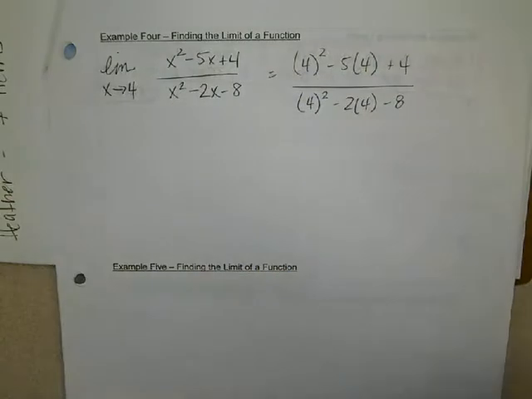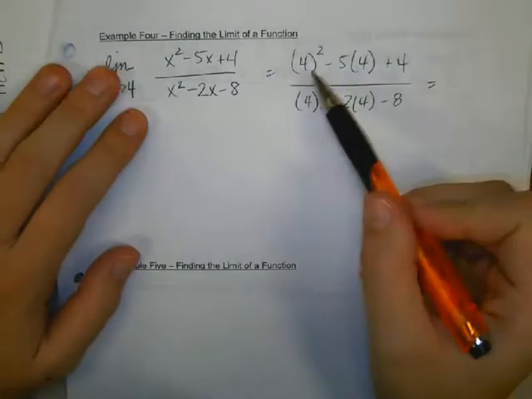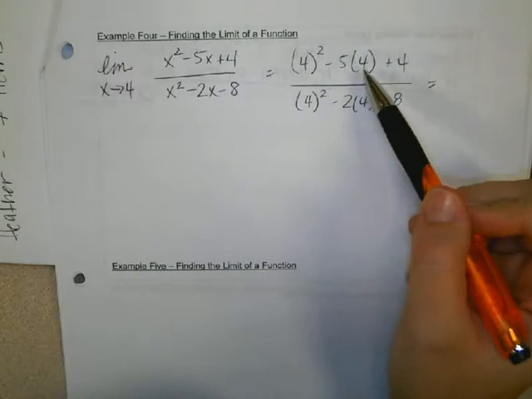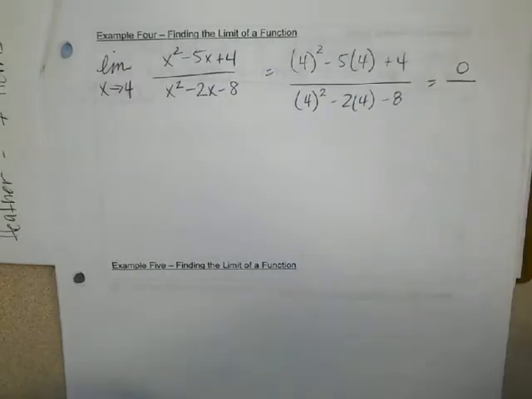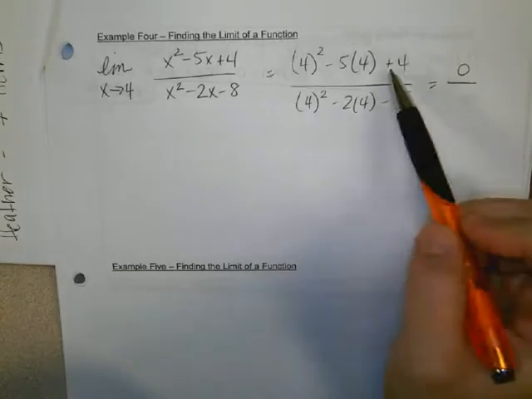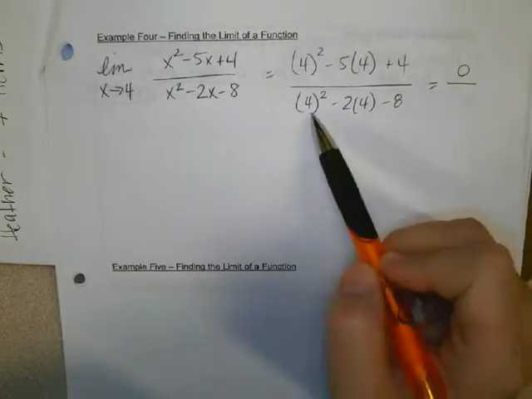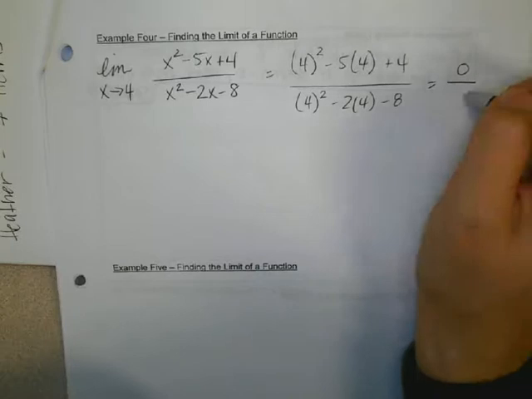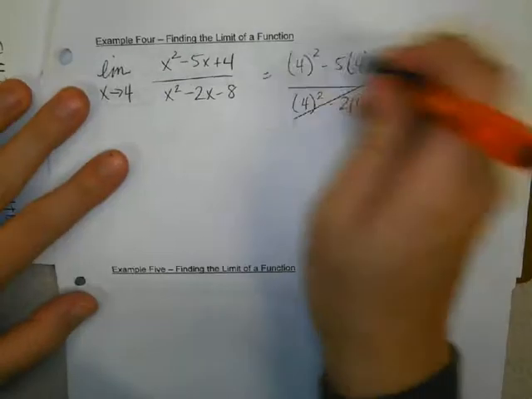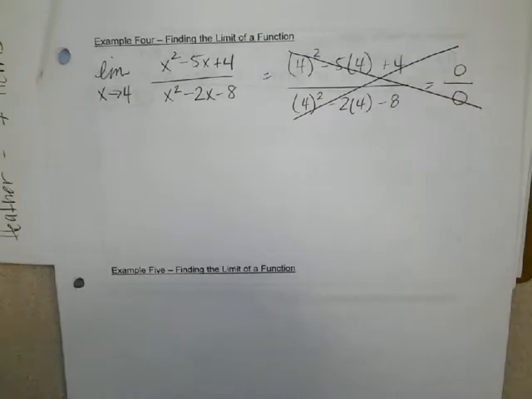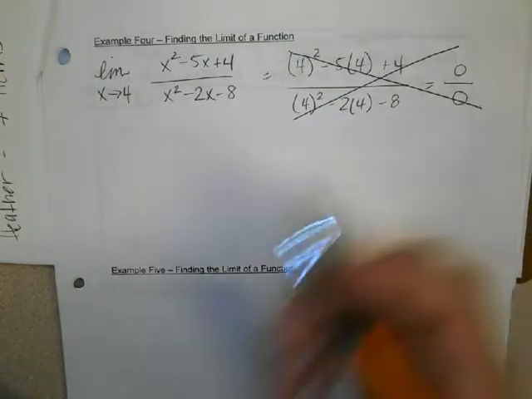All right, now when I figure out the top here, I get 16 minus 20 is negative 4 plus 4 gives me 0. Okay, I'm okay so far because I can get 0 in the numerator. But if I figure out the bottom, I get positive 16 minus 8, which again I get 0. Because this is indeterminate form, I cannot directly substitute. So, cross out that work, and then I have to do this another way.